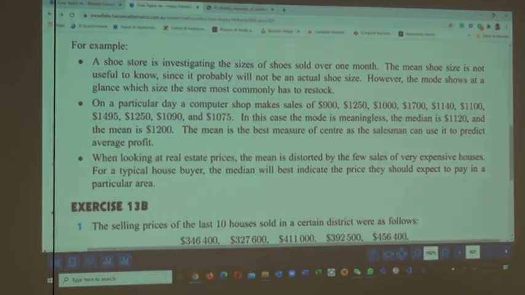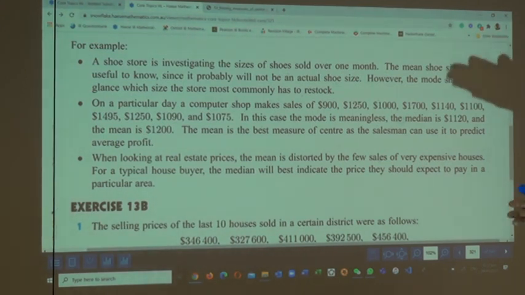Look at the board, please. A shoe store is investigating the sizes of shoes to be sold over 1 month. Of course, the average shoe size is immaterial here. We're talking about the shoe size. You own a shoe store, you're thinking of restocking. You have no business with the mean shoe size, because your customer wouldn't come today and say, I need size 7.2. Do you understand that? But if you consider the mode, what size is so popular among the people of Taipa?